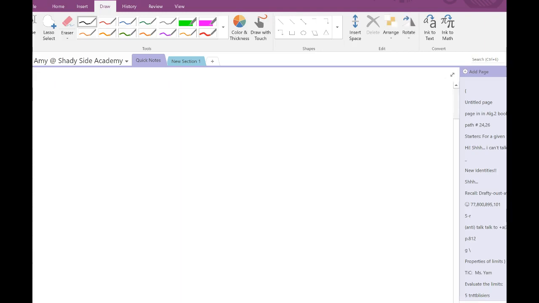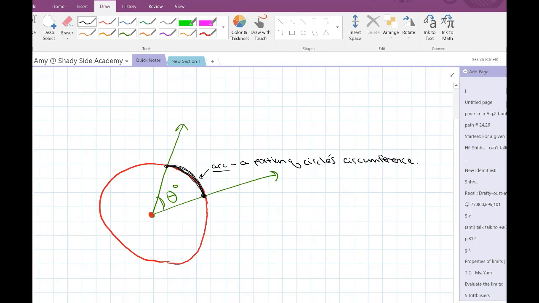What the hell happened to my paper? Okay, sorry about that. So the point is that the length of this arc is unique to this angle, okay?